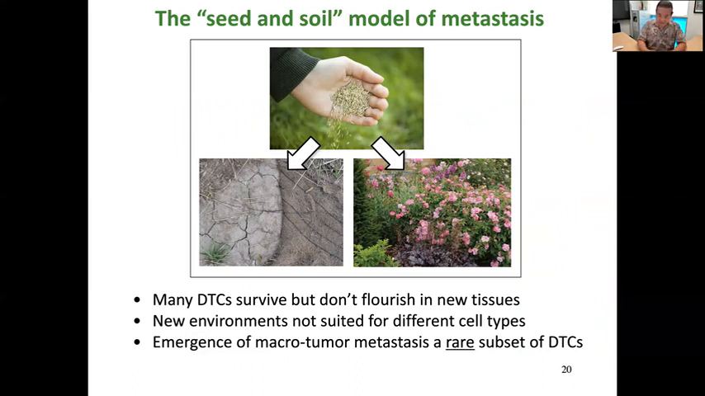This model, this paradigm or analogy, has been around for several decades, but it still holds true today. You can think of a circulating tumor cell as being like a seed of a flower. If you have a handful of these seeds, each one has the potential to become a new flowering plant.